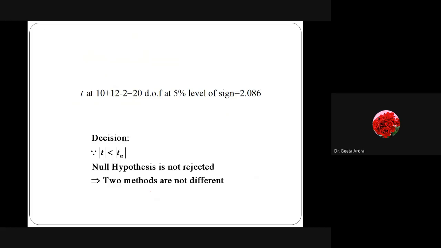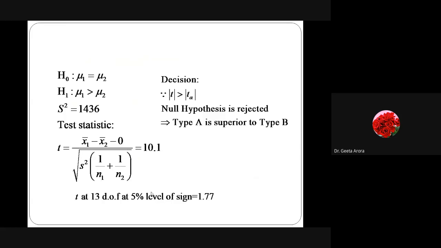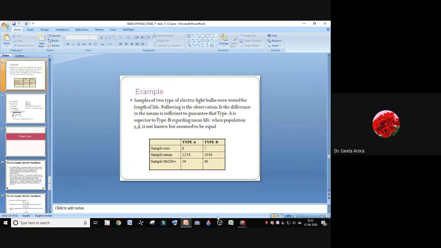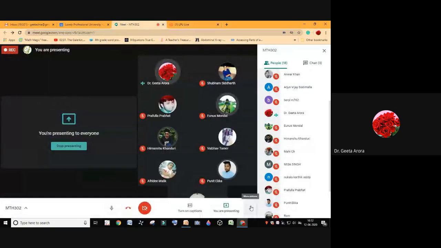Correct. So this is the t-test for two means. One example is still pending, so we will do it tomorrow, because it's farewell, and whatever content we have done is enough for today. Till now we have learned the t-test for one mean and for two means. Now in the next lecture we are going to start another t-test, which is the paired t-test. So that we will do tomorrow.